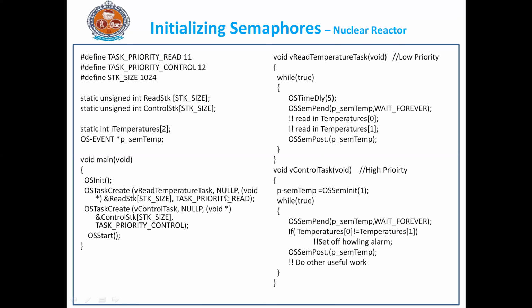Also, you can initialize the semaphores like this, with OS-SEM-PEND. This is the semaphore, and wait forever means that if you don't get the semaphore, it will be blocked until it gets the semaphore. This is how you initialize the semaphores, and how you can solve the problem of shared data in the nuclear reactor application.